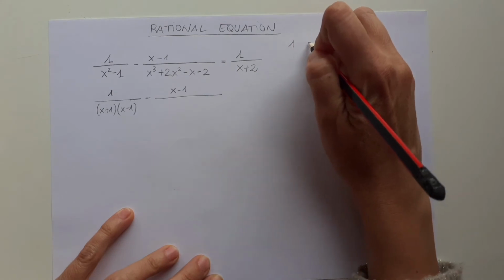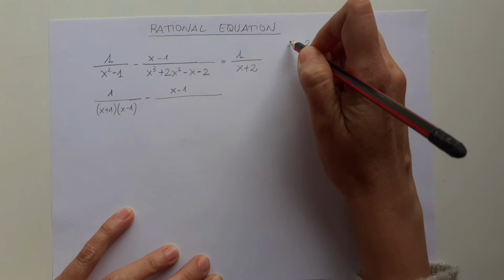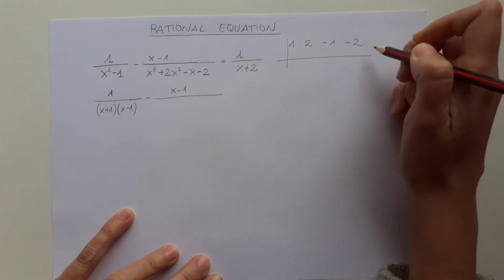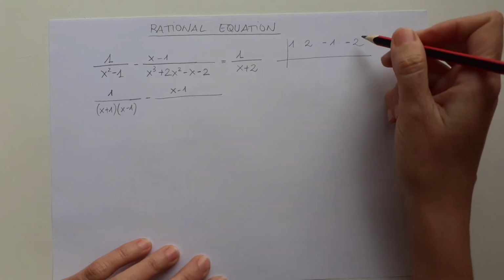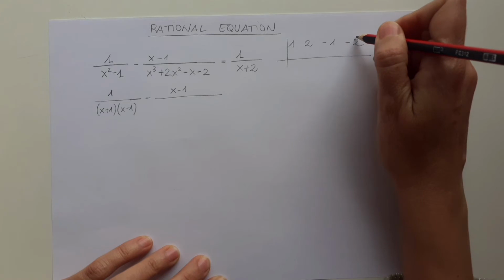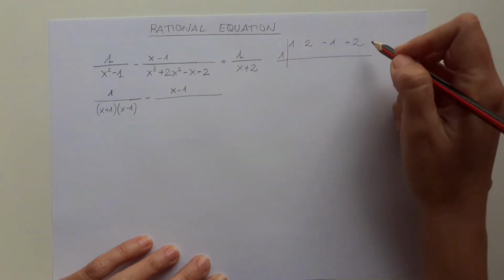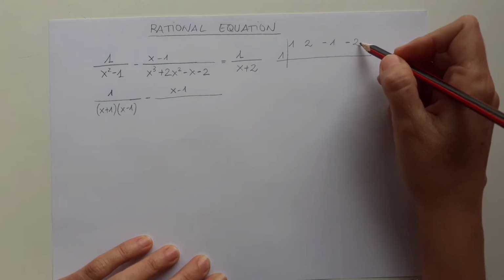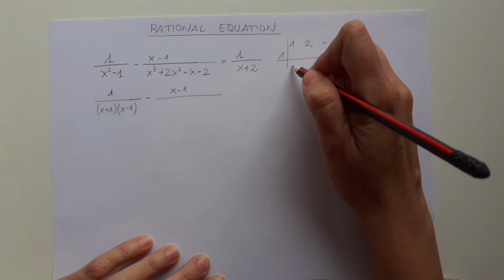So I write the coefficients, -1 and -2. And I'm going to try to find the roots of this polynomial. Remember that I have to try with the divisors of the independent term. Let's try, for example, with 1, which is one of the divisors here: 1, -1, 2, and -2. I try first of all with 1.